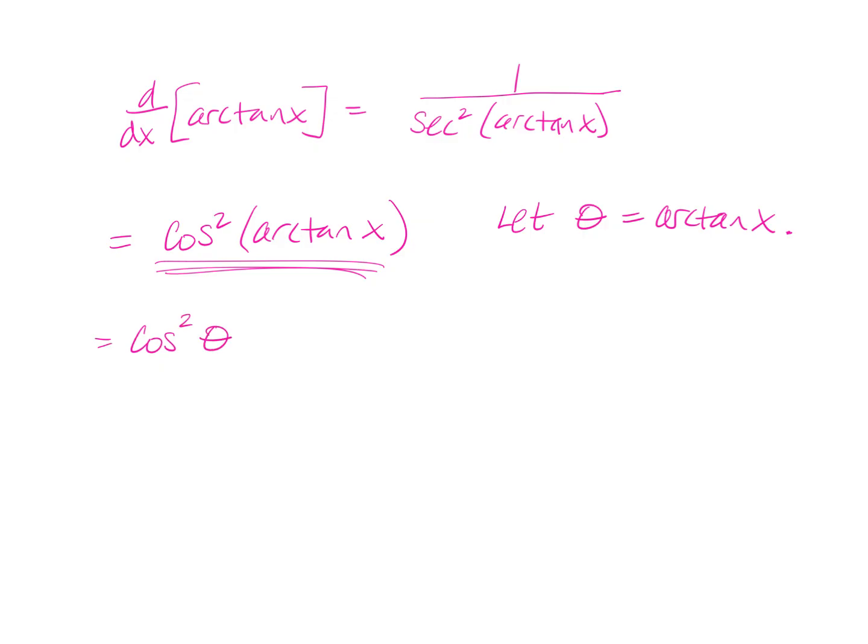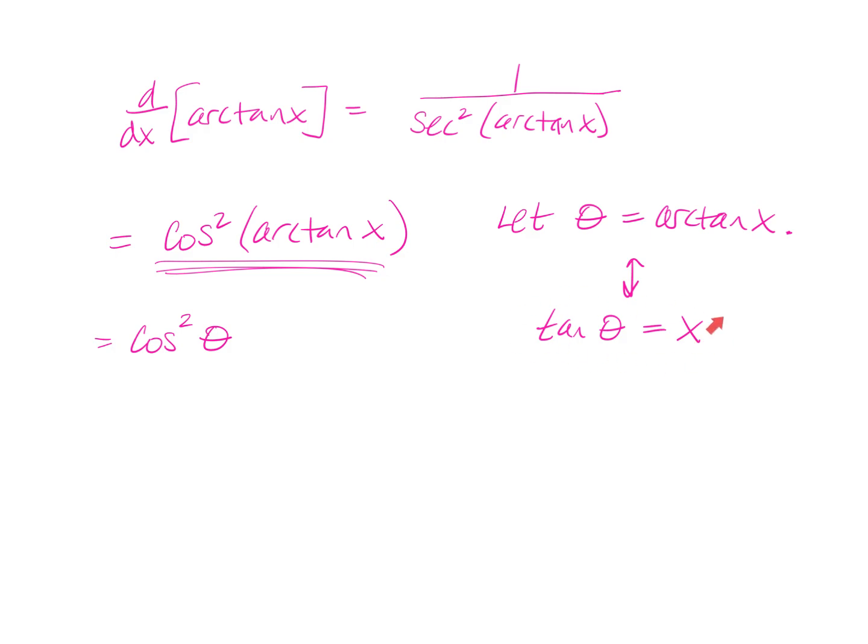But if theta is arctan x, because tangent and arctangent are inverse functions, that means that the tangent of theta is x. So I'm basically taking the tangent of both sides here. The tangent of the arctangent of x is going to give me x because they're inverses. So if theta is arctan x, then tan theta is x.